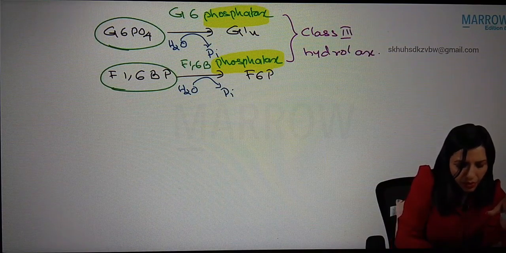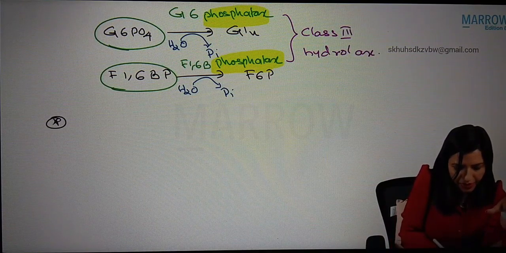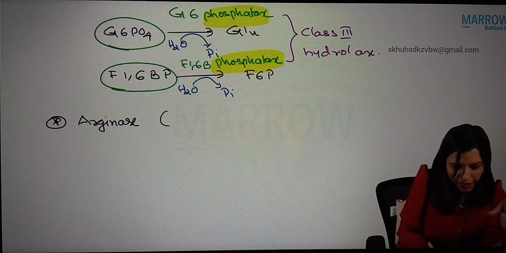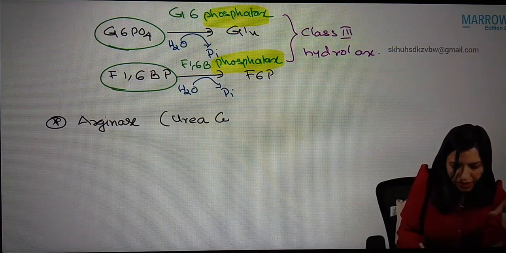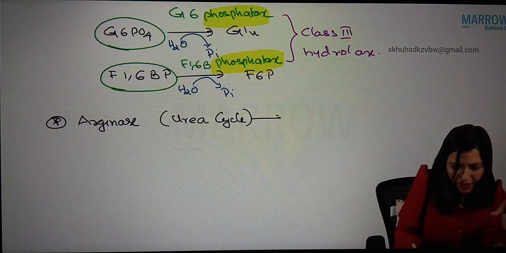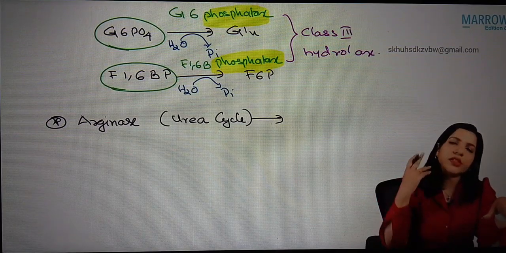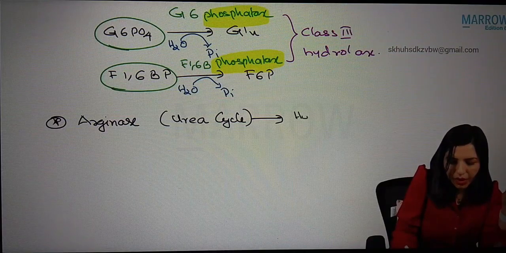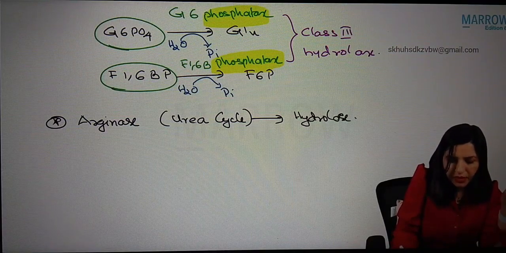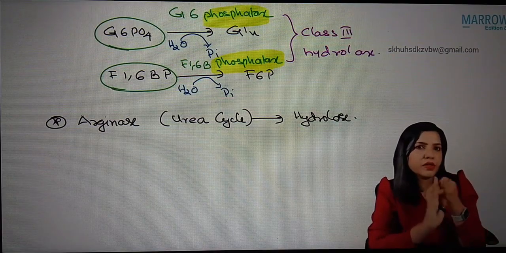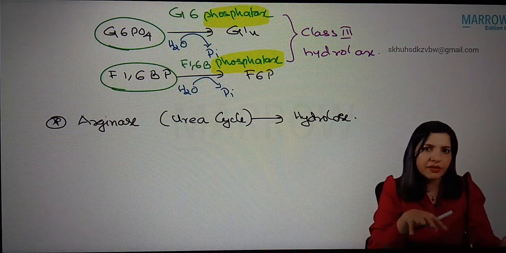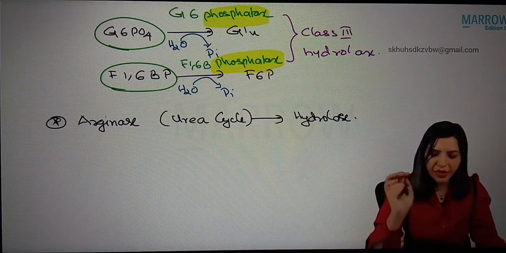Then one more example we can learn here, as an extra point, is arginase. Arginase is an enzyme in the urea cycle. In there we will be learning more. That is, a water is added, urea is released. So this is also a hydrolase. So in the hydrolase, what we have learned is all digestive enzymes, all phosphatases and arginase. These are examples of class 3 hydrolase.